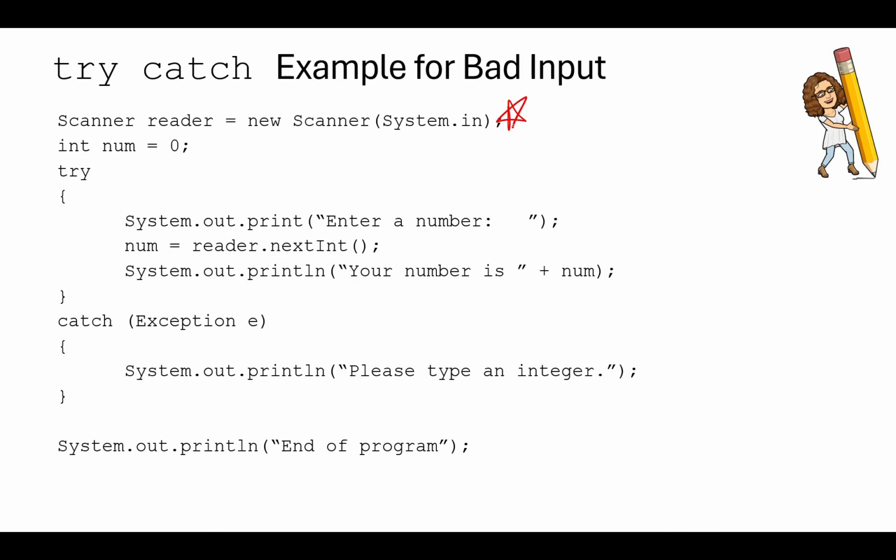And I made a variable called num. I assigned it 0. So now we're going to try the following code. We're going to enter in a number. We're going to get that next int, and then we're going to print that number. If there is an error anywhere in the try program of those 3 lines, we're going to catch the exception.